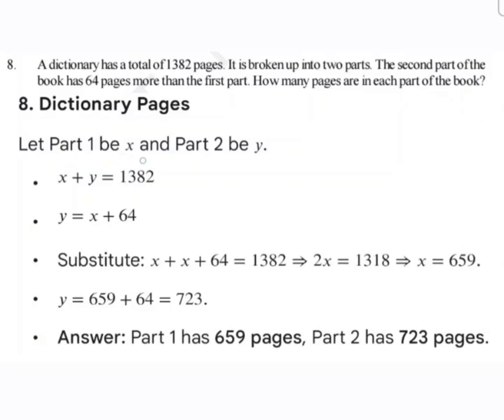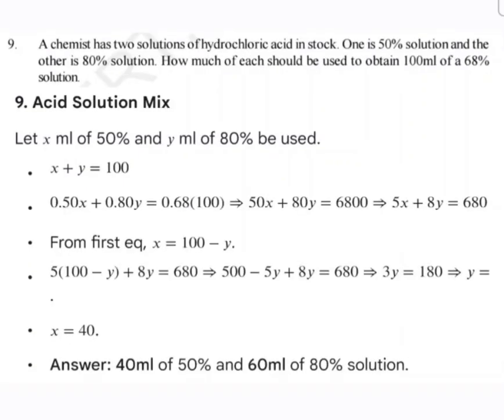Now let part 1 be x and part 2 be y. The total pages: x plus y equals 1382. And part 2 is 64 pages more than part 1, so y equals x plus 64. Now adding these, we get x equal to 659 and y equal to 723. Part 1 has 659 pages, part 2 has 723 pages.